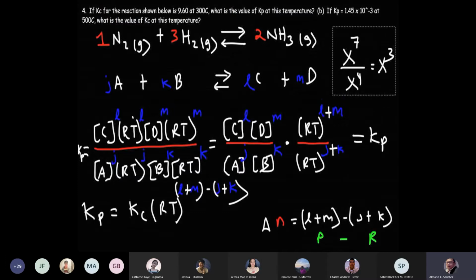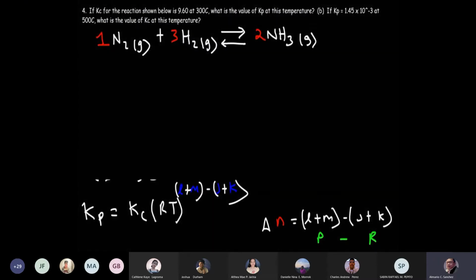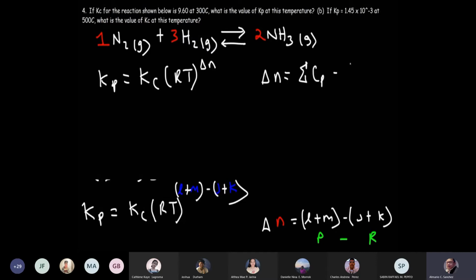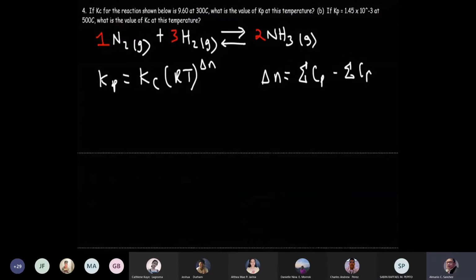So now we have our equation that relates Kp and Kc. This is the equation that you want to write down in your notes. Kp is equal to Kc times RT to the delta N. And remember, delta N is the sum of the coefficients of the products, let's say Cp for coefficient of the products, minus the sum of the coefficients of the reactants. Or you can write it this way if you want. The important thing is that you know how to apply it in a problem.